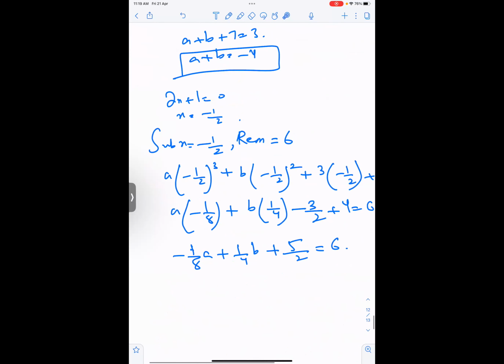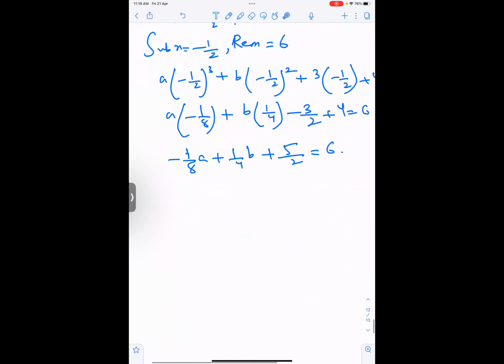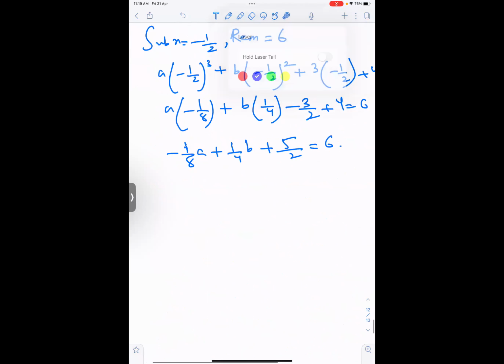What I'm trying to do is, I know that the LCM of 8, 4 and 2 is 8. So I'm going to multiply all the terms by the LCM. If I multiply this by 8, I will get minus a only. If I multiply this by 8, 4 and 8 will simplify, I'll be left with 2b. If I multiply this by 8, it will be 20 left here. And if I multiply 6 by 8, I'll get 48.